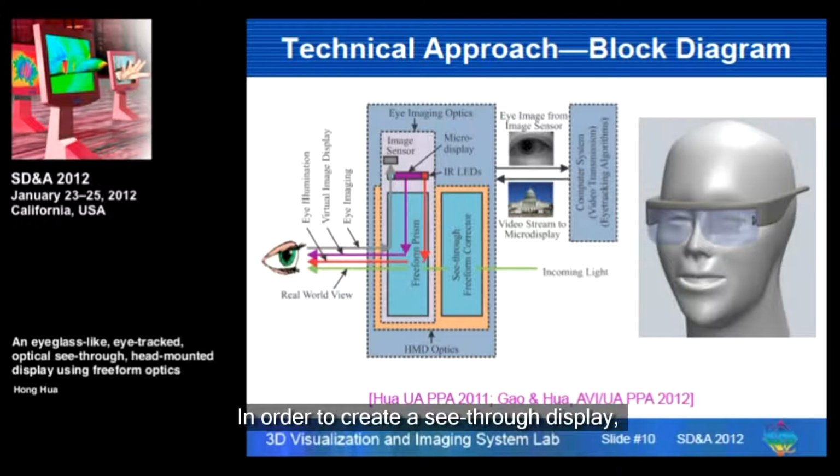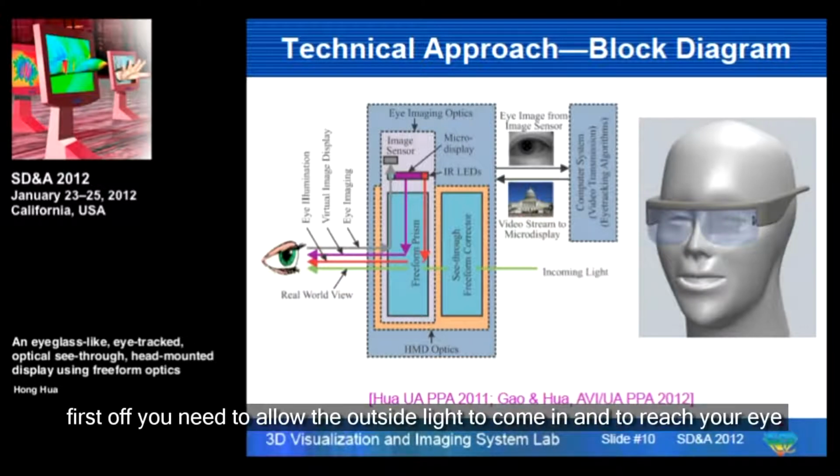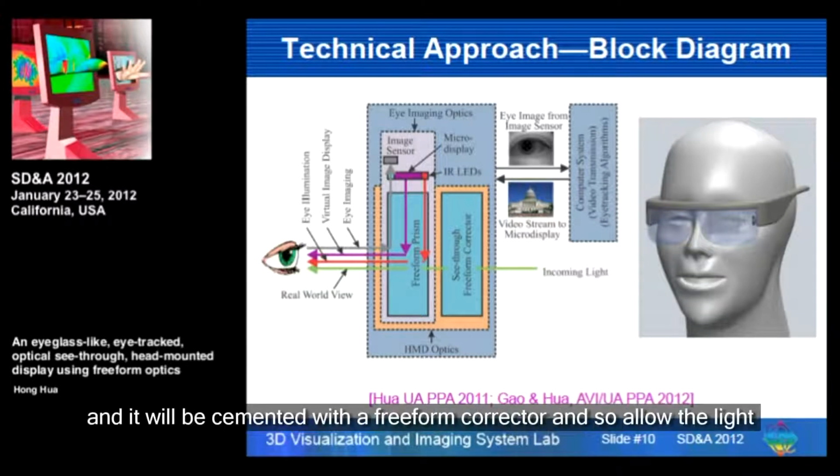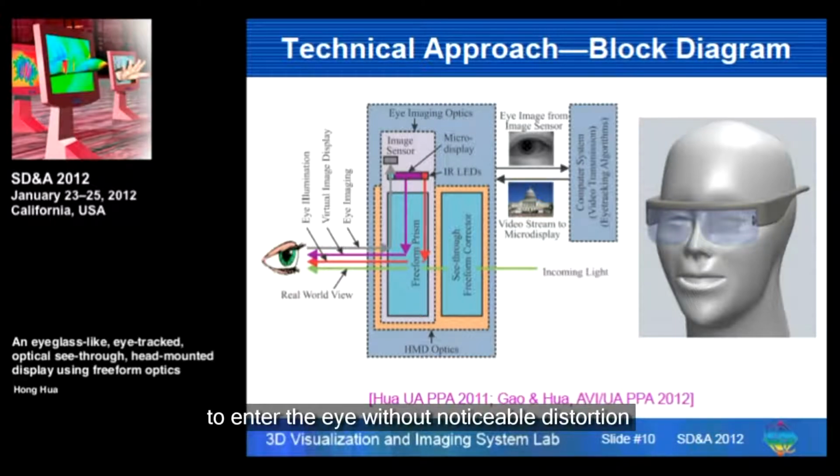In order to create a see-through display, first of all, you need to allow the outside light coming in and reach your eye. So that's the incoming light pass and the see-through pass. In this case, we have this free-form eyepiece prism and will be cemented with the free-form corrector, and so allow the light enters the eye without noticeable distortion.